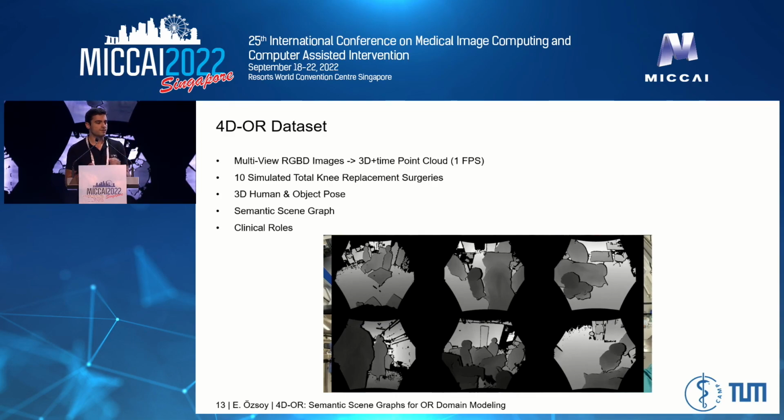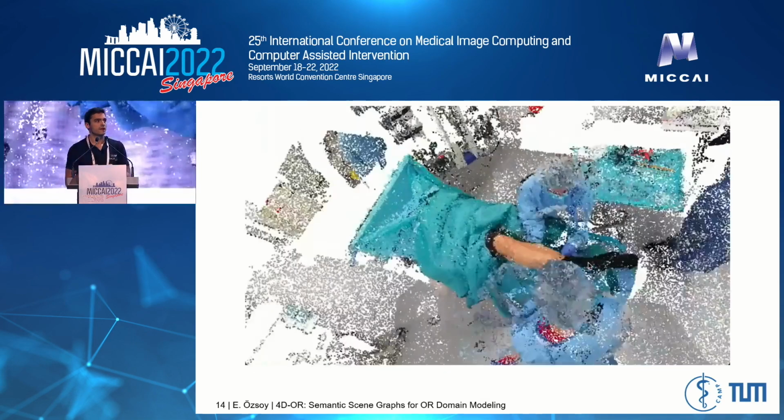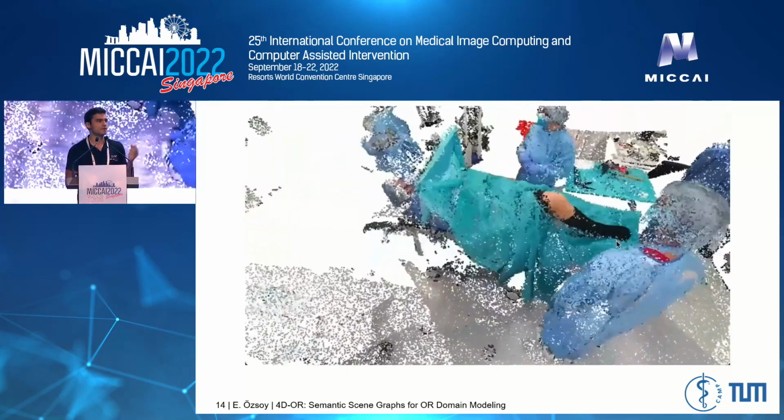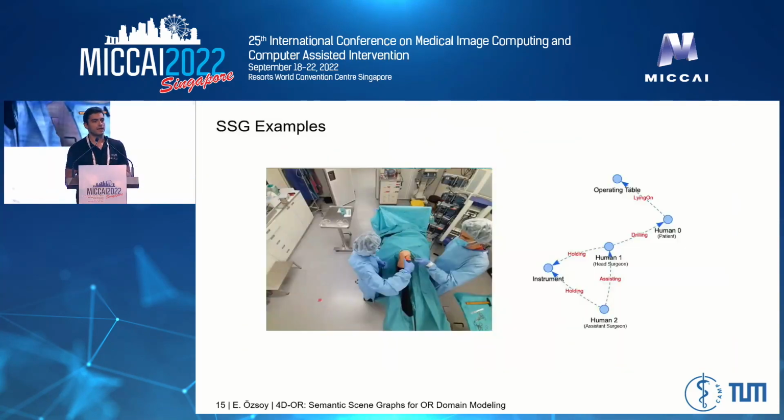As you can see, we have depth information, and we can visualize the entire thing in 3D as well with time. I want to go over 2 examples here to give you an idea of what these scene graphs are able to capture. Here we can see an example with 3 humans.